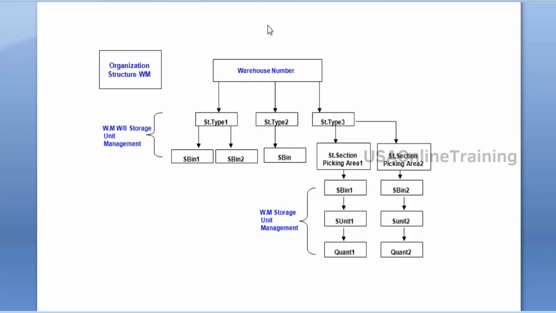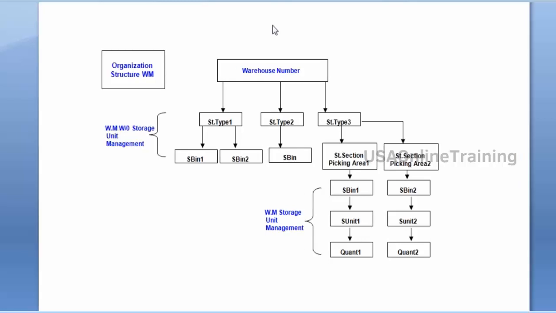Further, the warehouse number is divided into multiple storage types. A storage type is defined on the basis of its spatial and organizational features. And further, the storage type will have storage sections, picking areas and storage bins. Like this, we need to design the total organization structure in the WM: storage section, picking area, storage bin, storage unit, quant. A quant is a serialized number generated by the system whenever the stock moves from source to destination bin. So first you will have the warehouse number. Further, the warehouse number will have multiple storage types. Again, under each storage type, we will have storage sections, picking areas, storage bins, storage units, and quants.